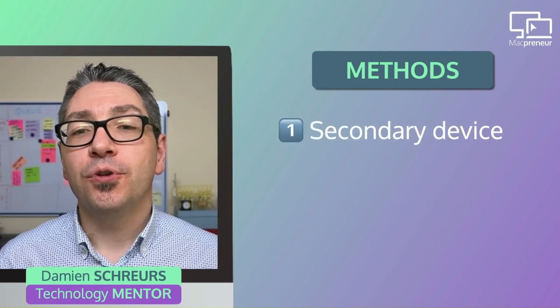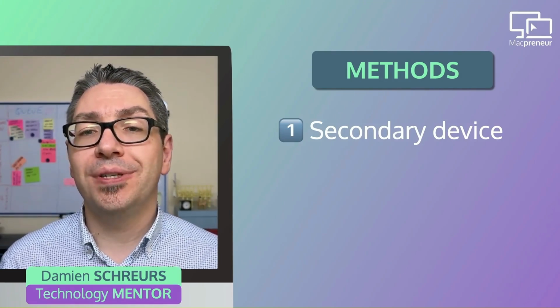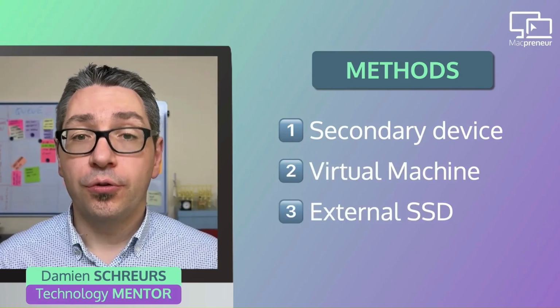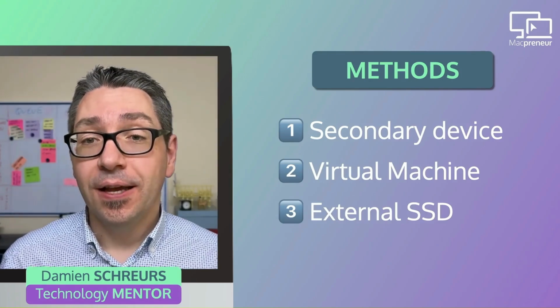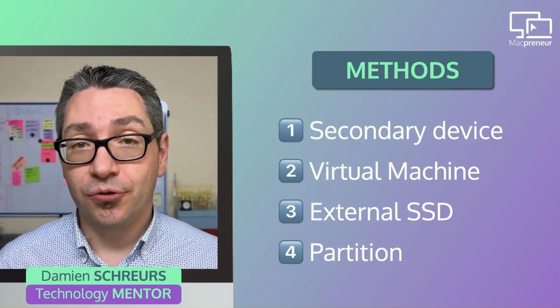So when it comes to methods for beta testing macOS, here are 4 of them sorted from safest to riskiest. First, using a secondary device not linked to your Solopreneur business. Second, inside a virtual machine. Third, from an external SSD. And fourth, from another partition of the internal drive.